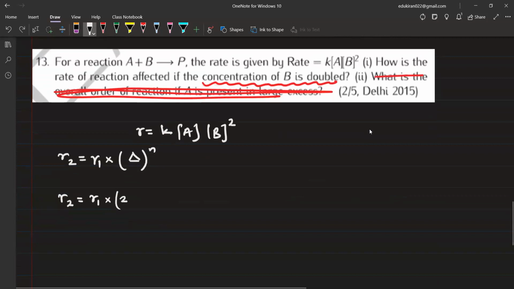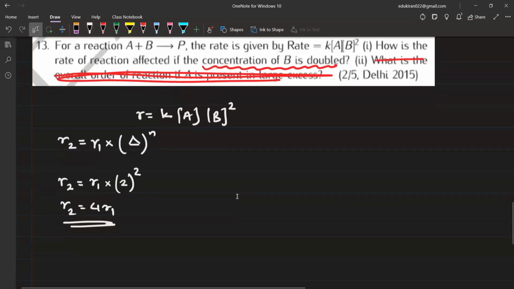What is changing? 2. And what is the order of B? What is the n for B? 2. So R2 will be equal to 4R1. Yes, Hafsa, Fia, Deborah, you got the right answer. Correct? Got it? Right, next question.